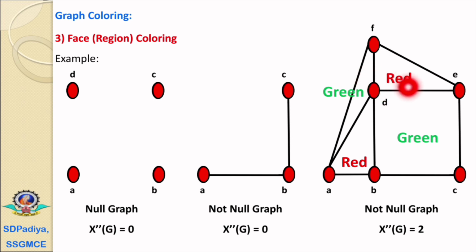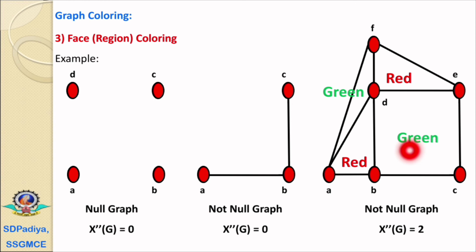The fourth region is adjacent to the green square, but it is not adjacent to the first triangle, A to B, B to D and D to A, because these two share only a vertex D. Therefore, it may have the same color as the first, that is red. It may not have green. Therefore, we color this fourth region with the first color, red. So the face chromatic number for this example is equal to 2. It is possible to color this graph with two colors, that is red and green.